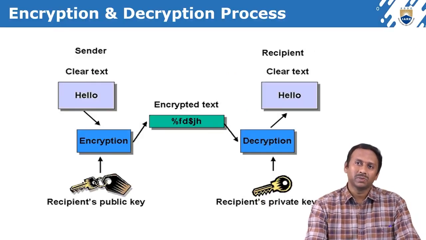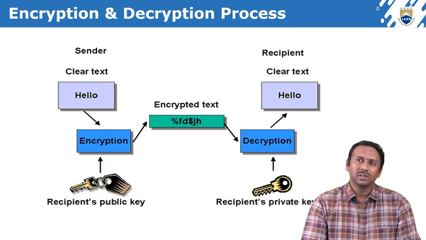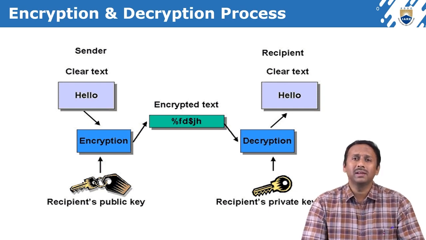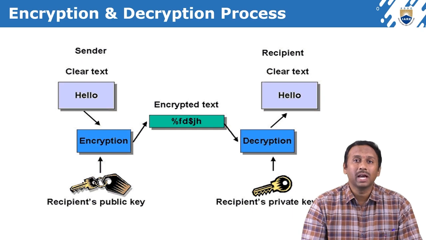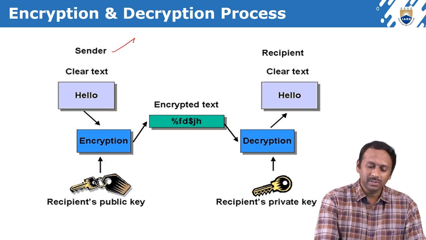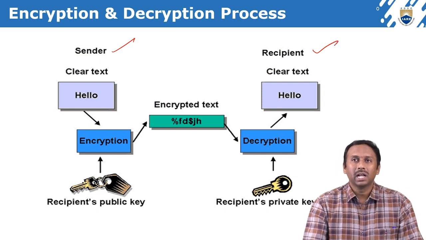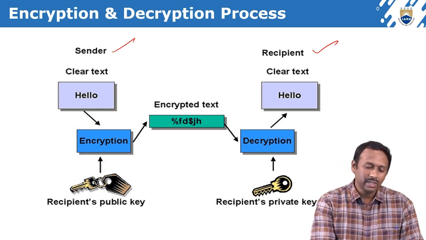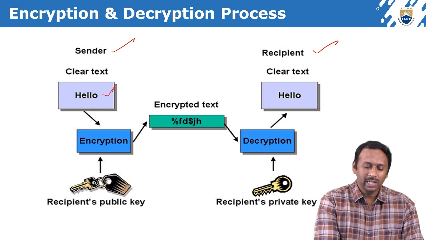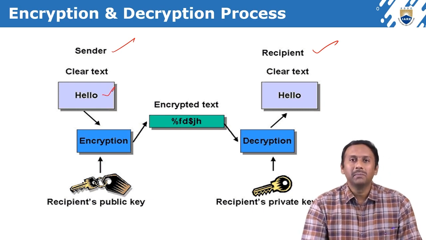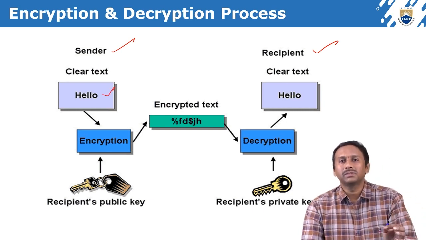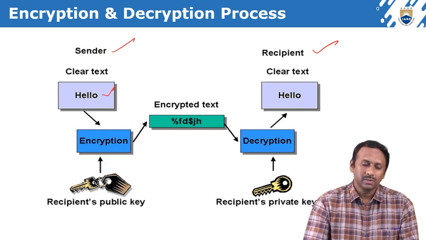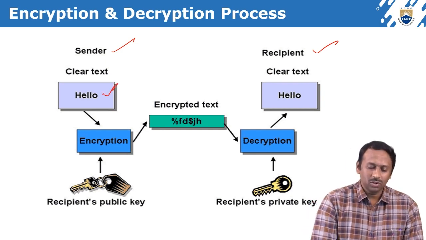Encryption and decryption process. This is very helpful for you to clearly understand what is going to happen in the encryption and decryption process, right? So this is the sender side and the recipient side. Now the sender is going to send a text. Hello is the message the sender wants to transmit to the receiver. So now the sender sends the hello message.